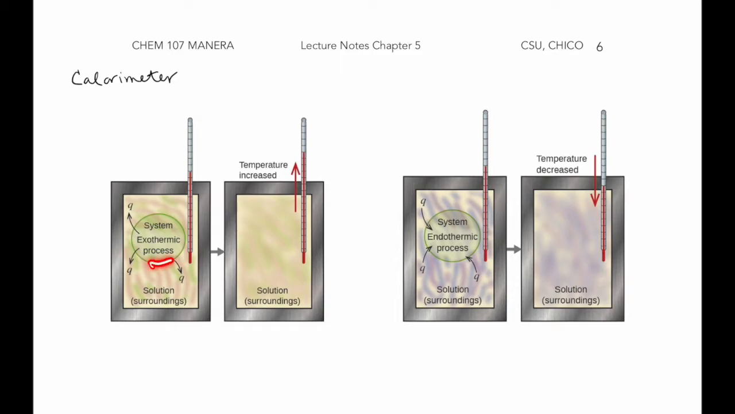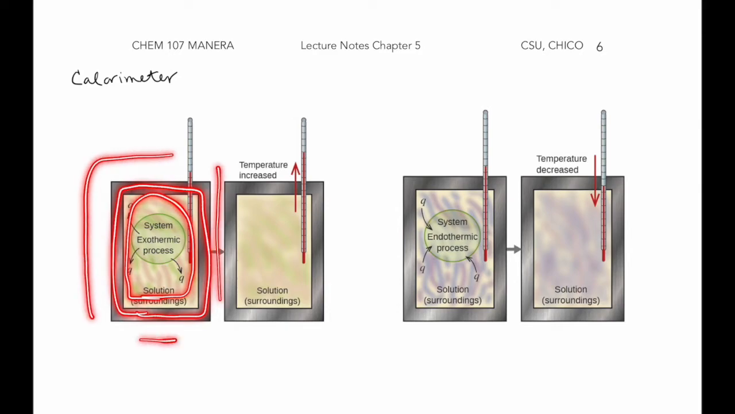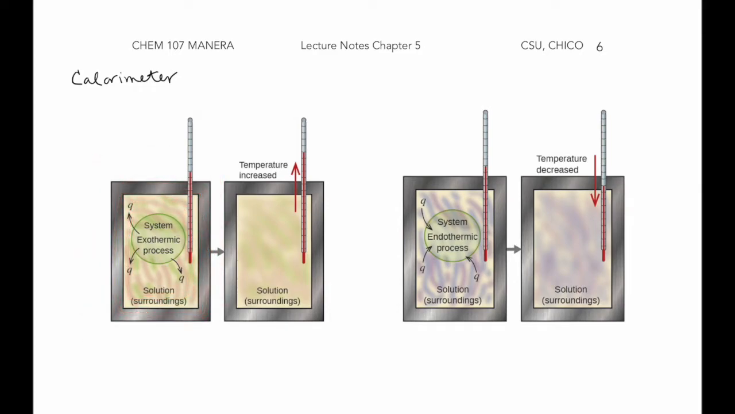We have some system that we're interested in studying, and again, it can be a chemical reaction or it can be an object of some sort. And then everything else around it is the surroundings, even the calorimeter, and even the air outside the calorimeter. So we're going to have a system that either absorbs or releases energy, and then the surroundings around that system.